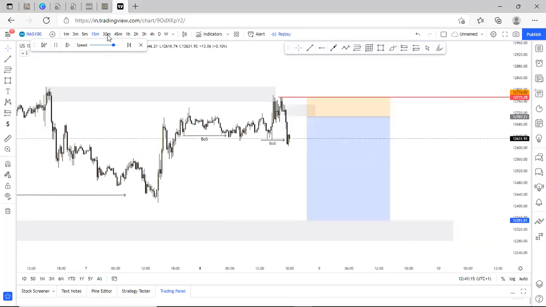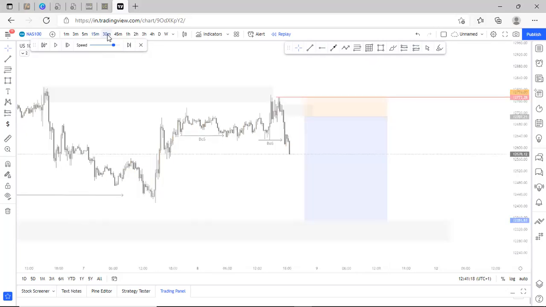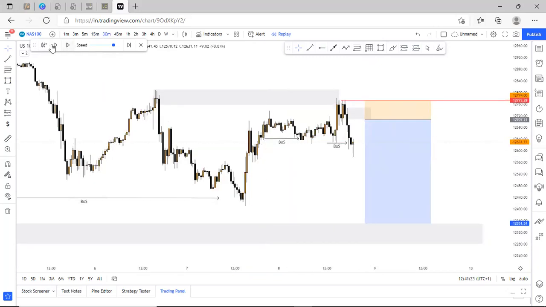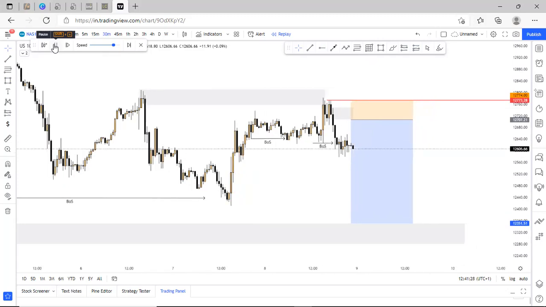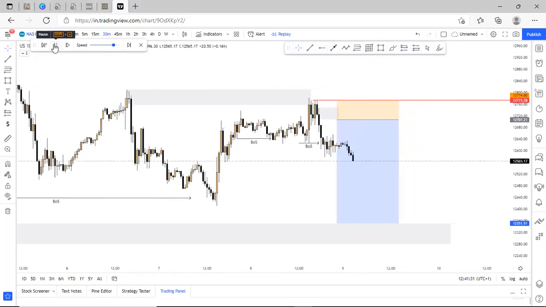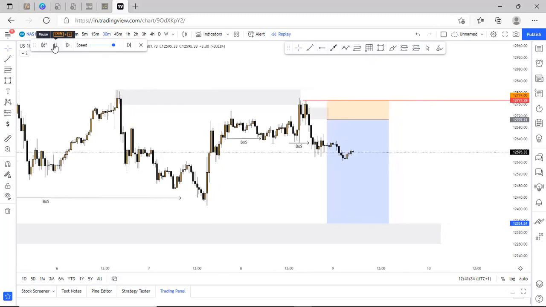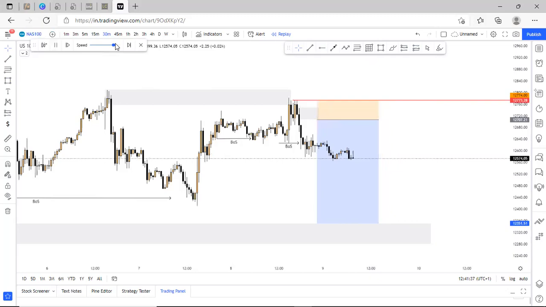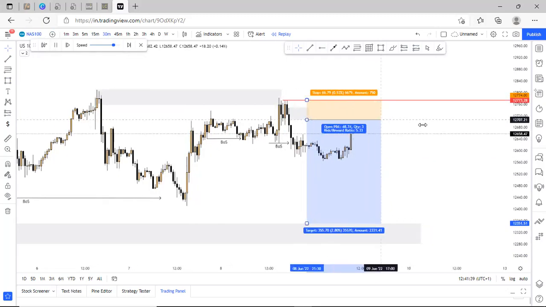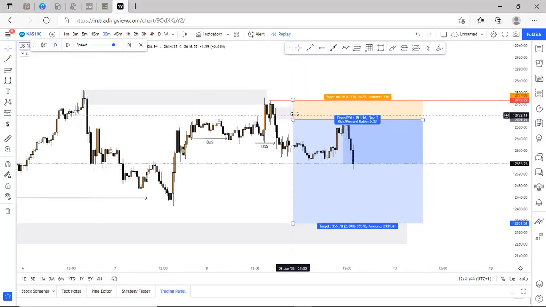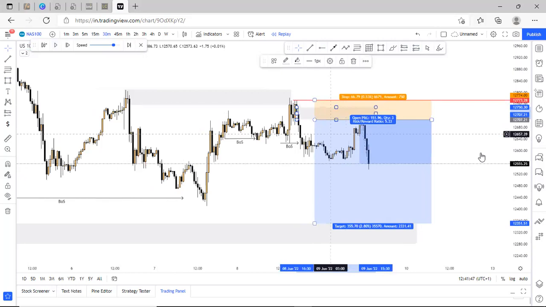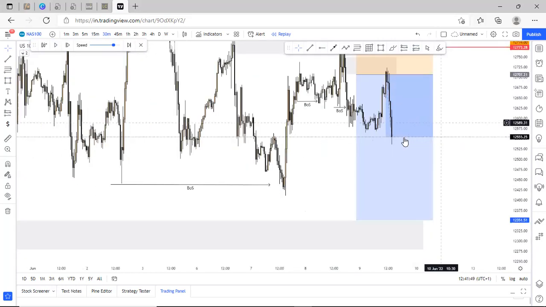Let me move to the 30 minutes time frame. So we had a break of structure. We have our points of interest marked out, and price came back, and my limit was tapped, and I got into the sell trade. It took time, but let's just be patient. As you can see now, price eventually came and tapped my limit in, and price dropped all the way down.